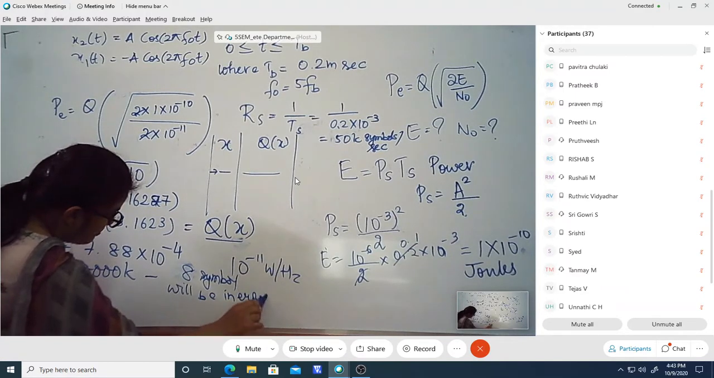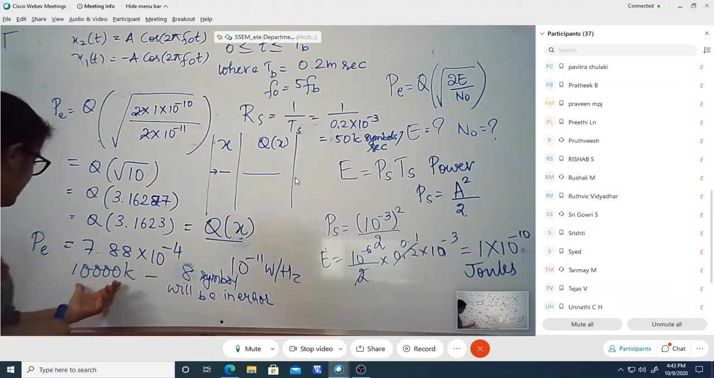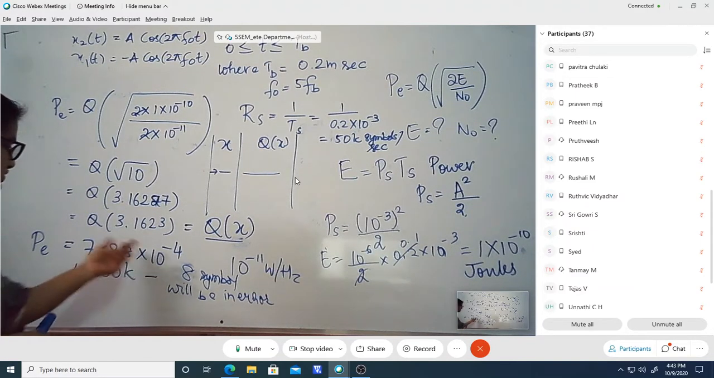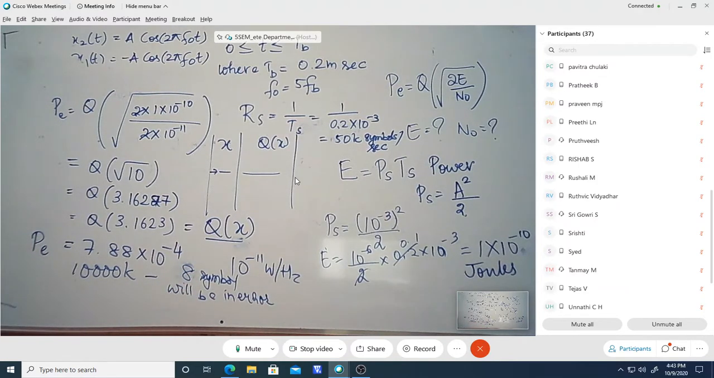We cannot say 7.88 bits are in error, but rather we round it off to the nearest next integer. That means for every 10,000 symbol transmission, there will be 8 symbols which will be in error. That is the value it is going to describe. The PE description is that for every 10,000 symbols transmitted, there will be 8 symbols which will end up in an error. Is this clear so far?